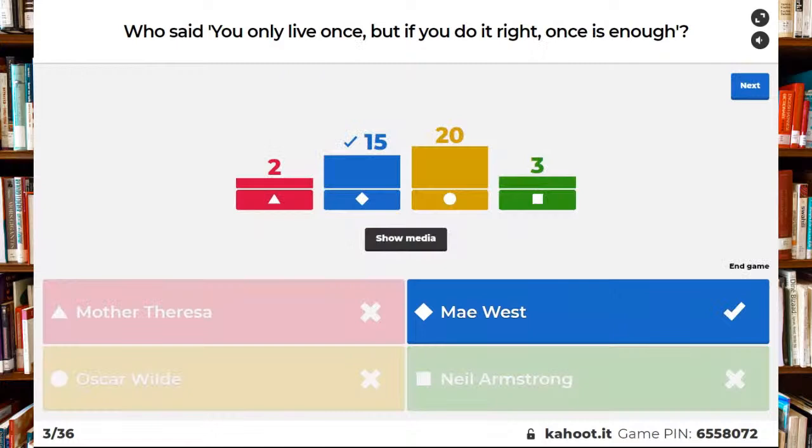There we go. The correct answer, well done, 15 of you, is Mae West. Sorry, I was just fiddling around with all the different settings here at the moment. 20 of you thought it's Oscar Wilde. He's always so good for a quote, but it wasn't him this time round. It was, in fact, Mae West with that one. So that's brilliant. All right, let's see where we're doing on the scores.